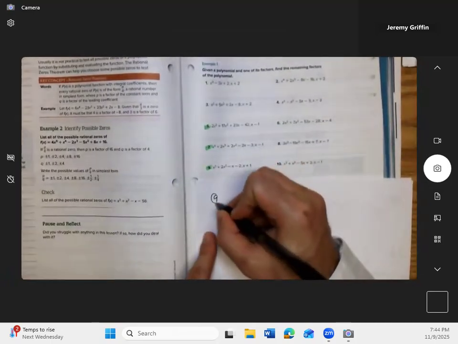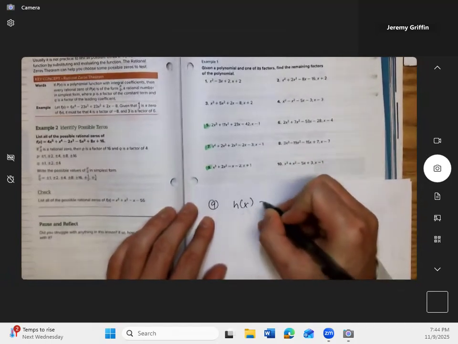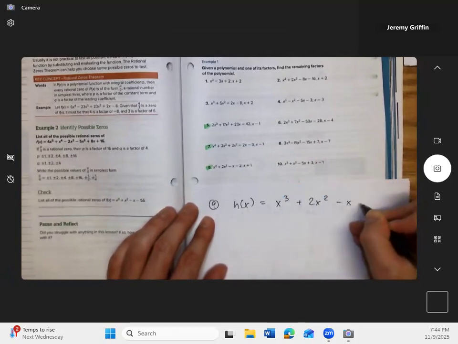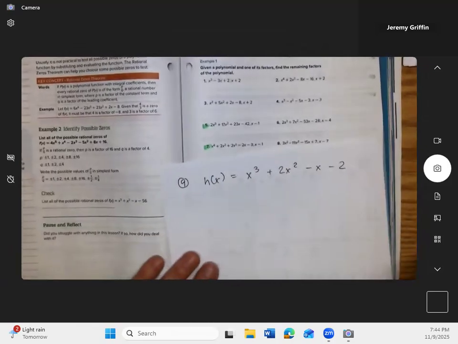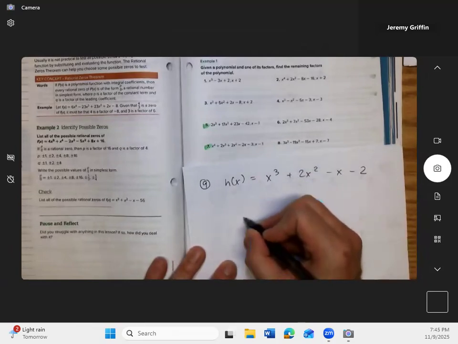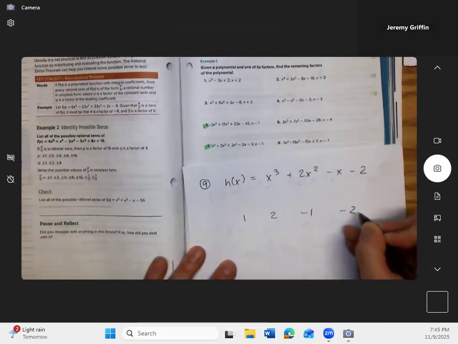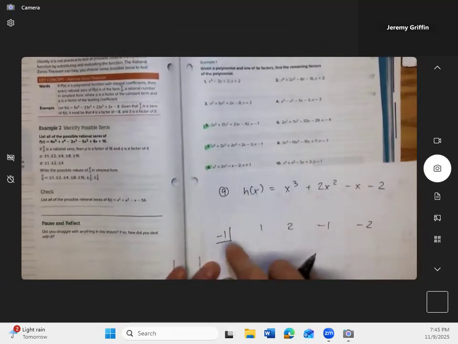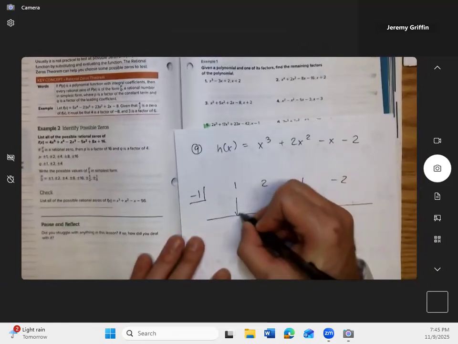It's number 9. I'll call it h of x. All right, we got x to the 3 plus 2x squared minus x minus 2. It's telling us x plus 1 is going to factor out of this. So, okay, 3, 2, 1, 0. Okay, got all my powers of x. We'll write those coefficients. So 1, 2, -1, and -2. Okay? And then in my box, they're telling us x plus 1 is going to factor out. So I'm going to put -1. Just remember, it's always x minus a that goes in that synthetic division box. All right, and here we go.